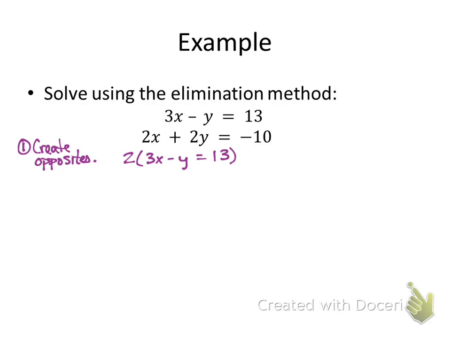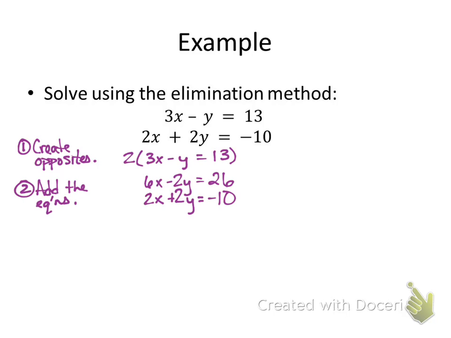We're going to multiply each term by 2. So we get 6x minus 2y equals 26. We're going to combine that with the other equation. We're going to add those together. When we do that, the goal should be met. We should be eliminating a variable. If we do not eliminate a variable at this step, we've done something wrong. So eliminating, we get 8x equals 16.